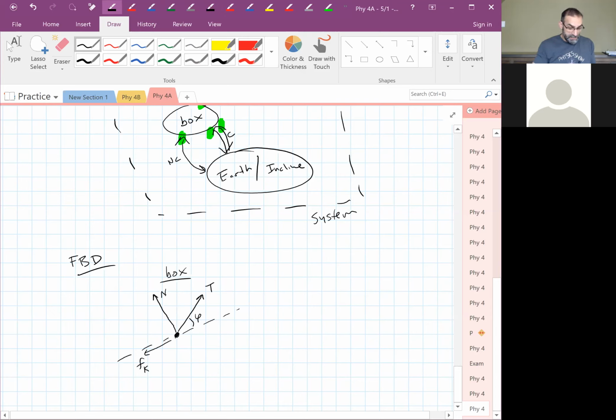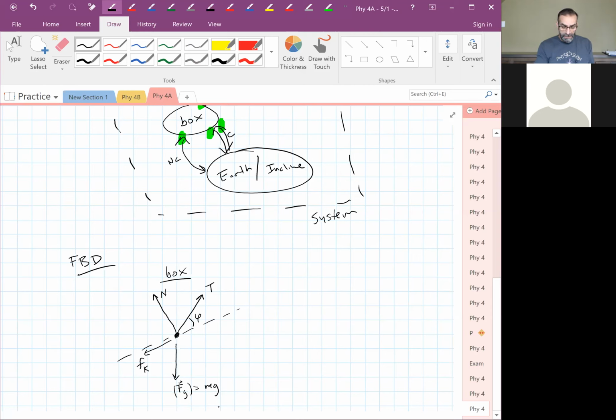And what can reach in from a distance? Gravity, F sub g, and that points toward the center of the Earth. Now, what's convenient is to take this one step farther. This is actually a correct free body diagram.